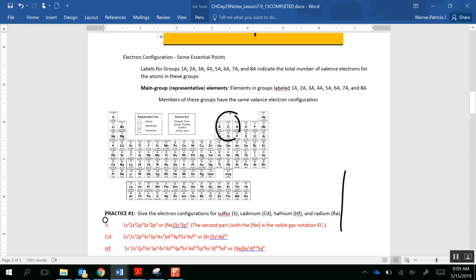Your notes do not have this periodic table because I wanted to put it in here so we could do these electron configurations. Okay, so let's do sulfur first. Sulfur is right here on the periodic table. Sulfur has 16 electrons that we need to account for.